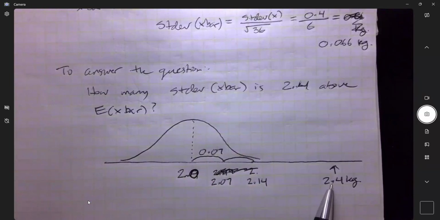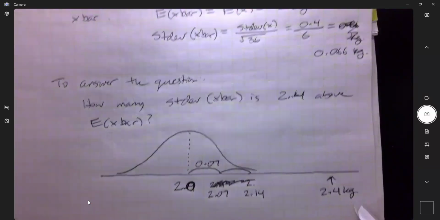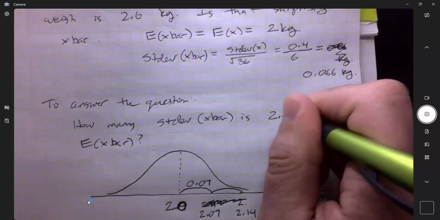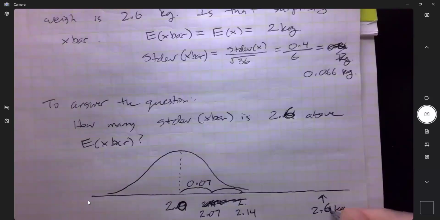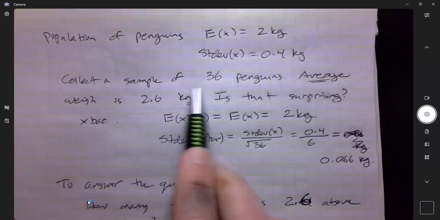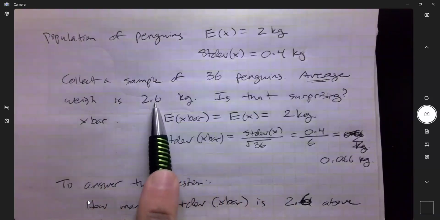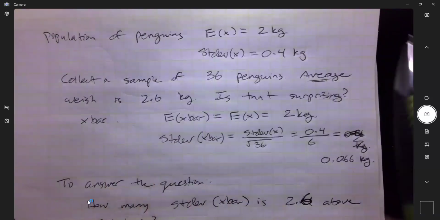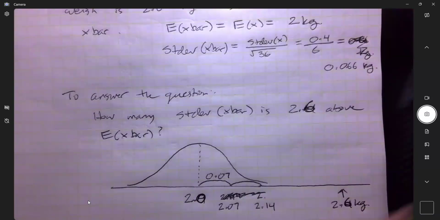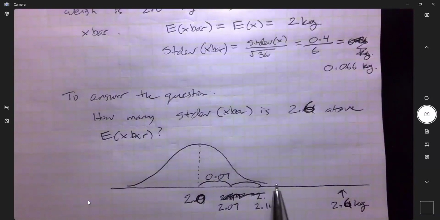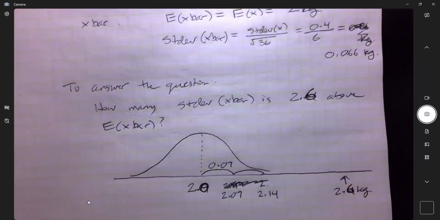One penguin that weighs this much, this is 2.6 kilograms. Sorry, I'm getting my numbers wrong. A sample of 36 penguins that average 2.6 kilograms. One penguin that weighs that much is not surprising, but all 36 penguins in the neighborhood of 2.6 kilograms would be completely unbelievable. So yes, we would be statistically surprised.